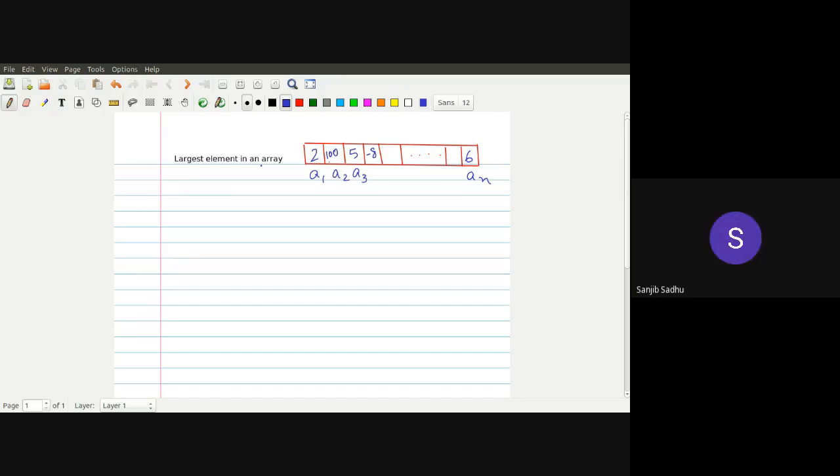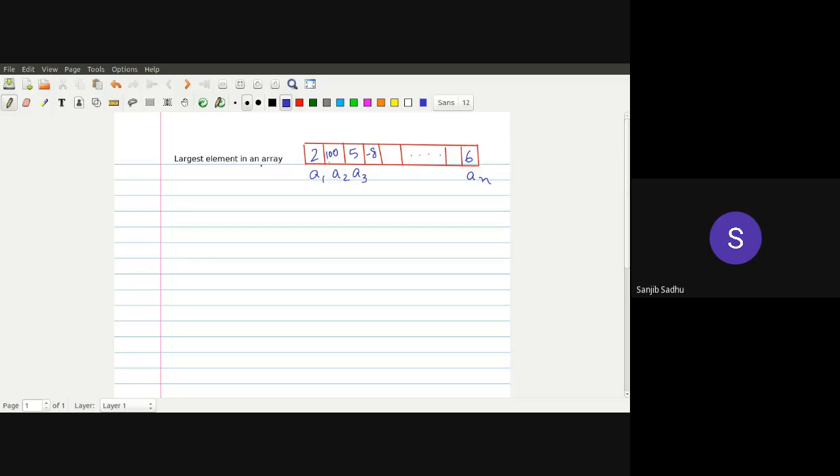Now suppose one of your friends thinks that I should try to improve the time complexity for this. How much time does it take? How many comparisons are required for this, if there are n elements? n comparisons. Anybody else? How many comparisons are required between the elements to find out the largest?